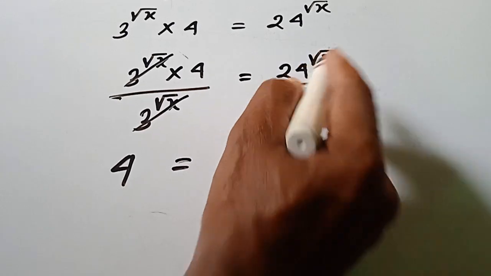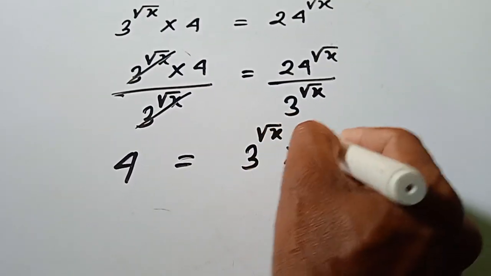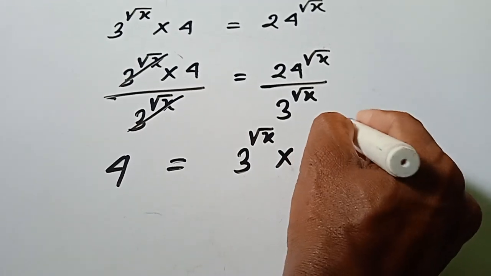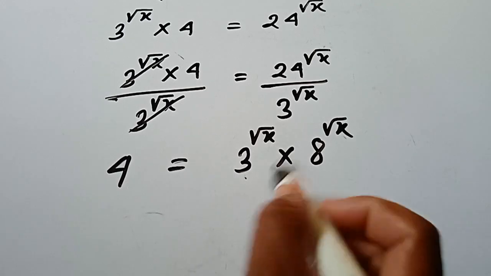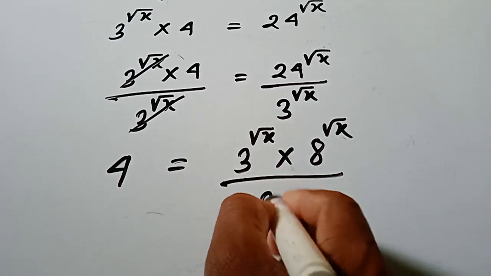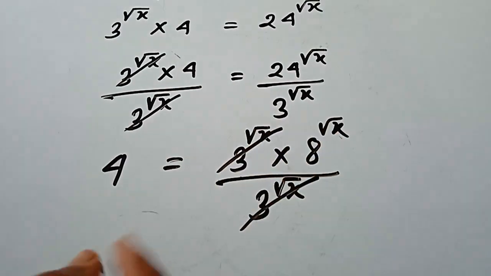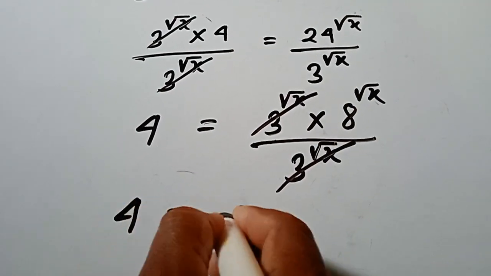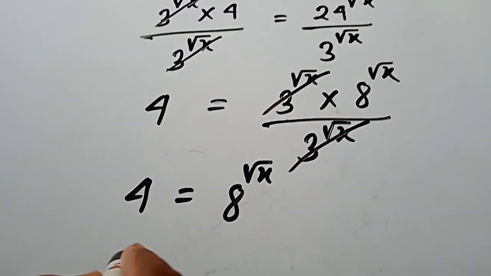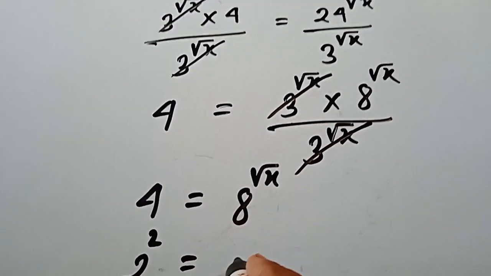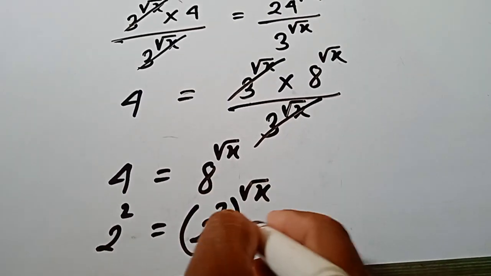Here 24 we can write as 3^√x times 8^√x, so 24^√x over 3^√x becomes 8^√x. Then 3^√x cancels, and 4 is equal to 8^√x. Here 4 is equal to 2 power 2, and 8 is equal to 2 power 3, so 8^√x is 2^(3√x).